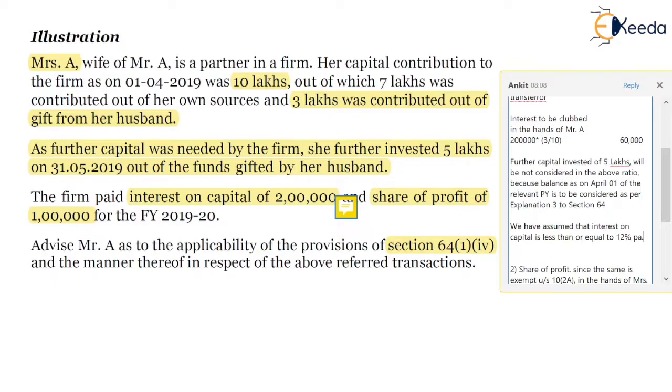So as in the example of share of profit, nothing was taxable in the hands of Mrs. A, and accordingly clubbing provisions were not applicable. And similarly, we have put an assumption for interest on capital that the entire amount is supposed to be taxable in the hands of Mrs. A, and accordingly the clubbing provisions will apply. So this note is necessary to be mentioned in the solution.